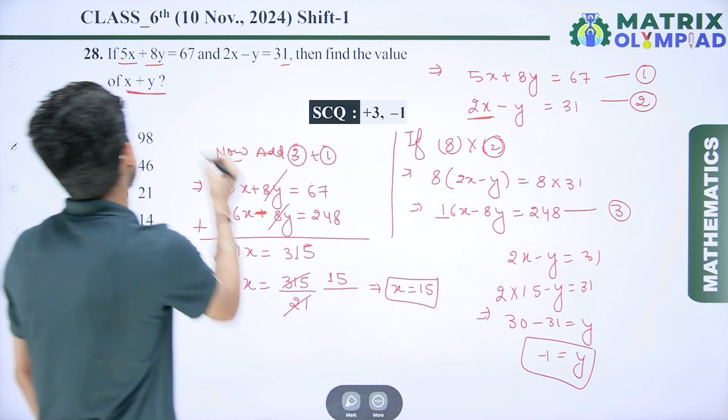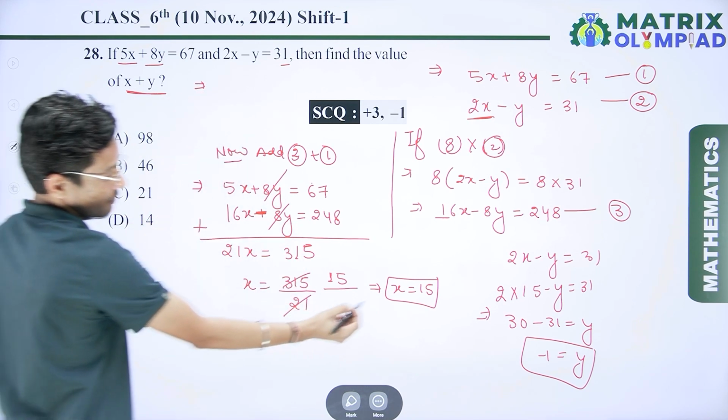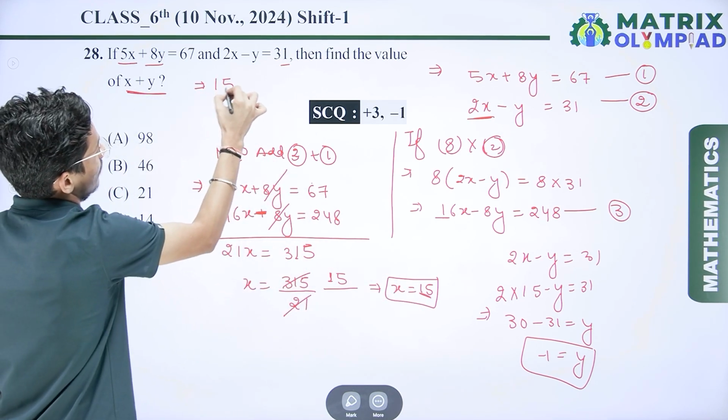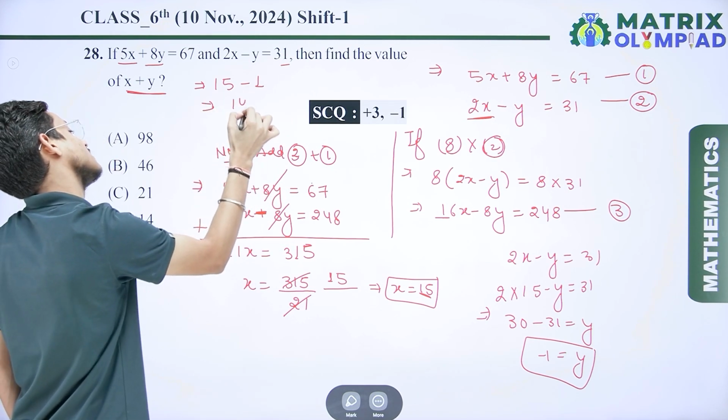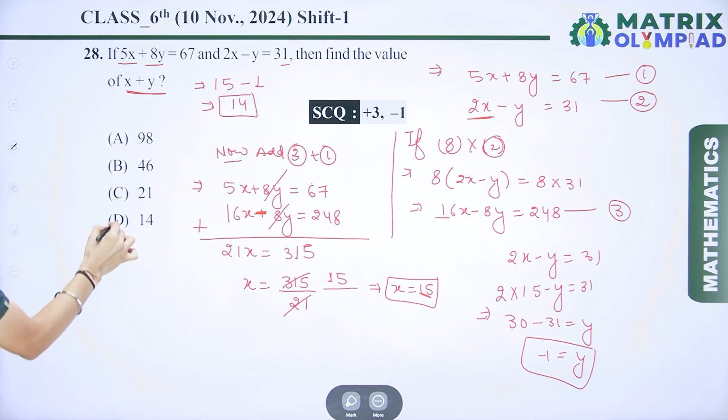Now we have to find the sum x plus y, and the value of x we have is 15 and the value of y is minus 1. So if I subtract here, I get the answer, that is 14. So 14, option number D is the correct answer.